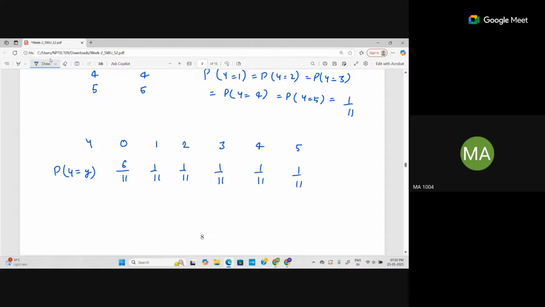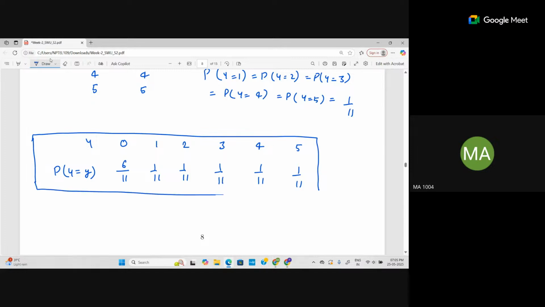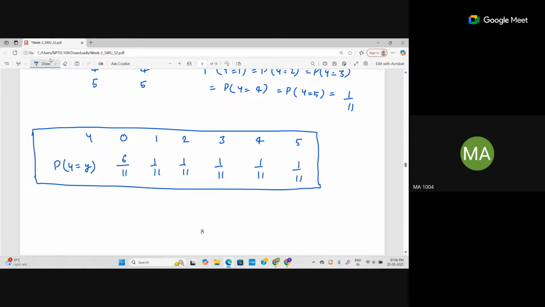Okay. And now if you want to check whether the PMF of y is valid or not, whether y is a random variable or not, you can check the condition for a valid PMF: all the probabilities should be greater than or equal to 0, which is true here. And when you add all the probabilities, it should be equal to 1. So you can check, this is 6, 7, 8, 9, 10, 11. So 11 by 11 will be 1. So from here you can see that y is also a random variable, with a valid PMF.